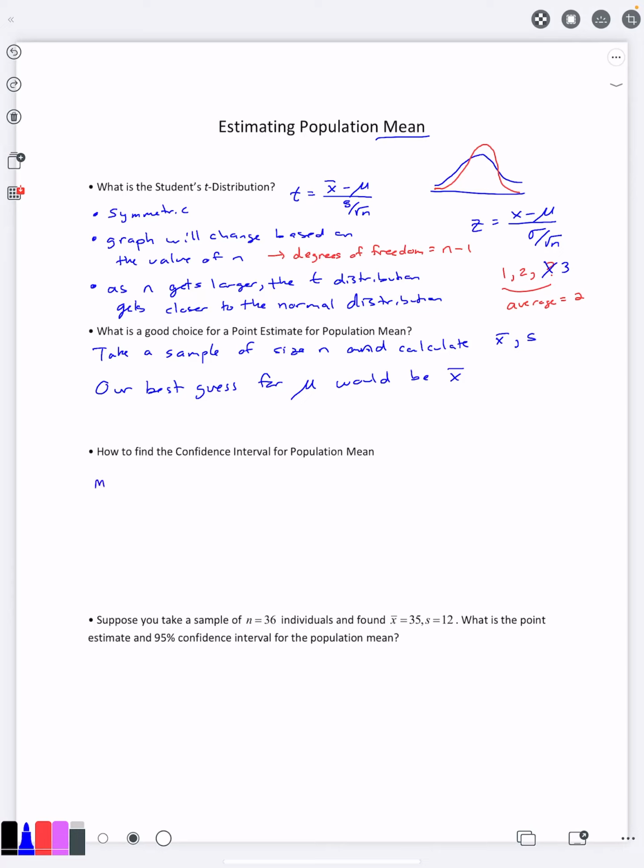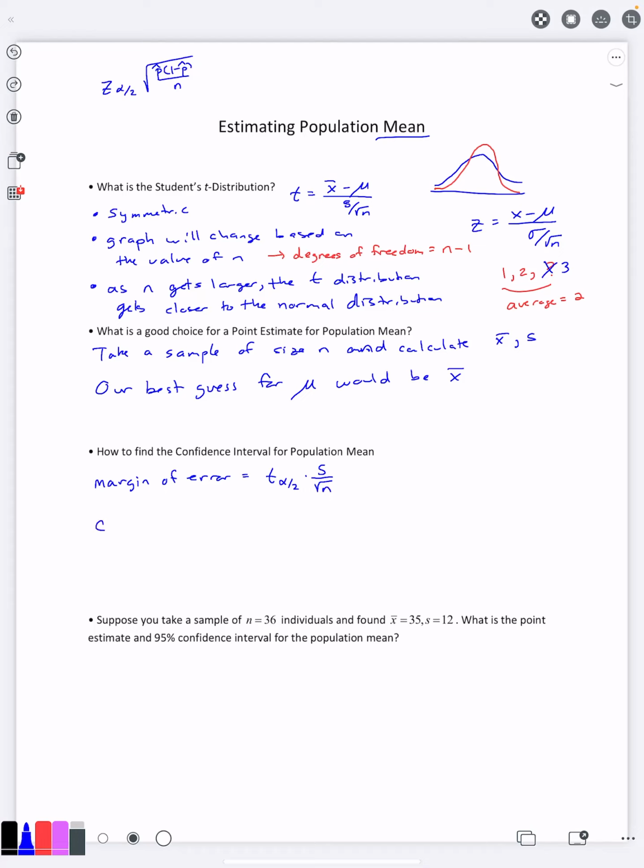Now we need our margin of error to find our confidence intervals. And you may remember before, the formula for margin of error in the previous one was z alpha over 2 times the square root of p(1 minus p) over n, although again this should have been p hats. Right now the margin of error is going to be t alpha over 2, because we're using the t-distribution now instead of the normal one. And then for the standard deviation part, it's going to be s over the square root of n. So that is our margin of error here.